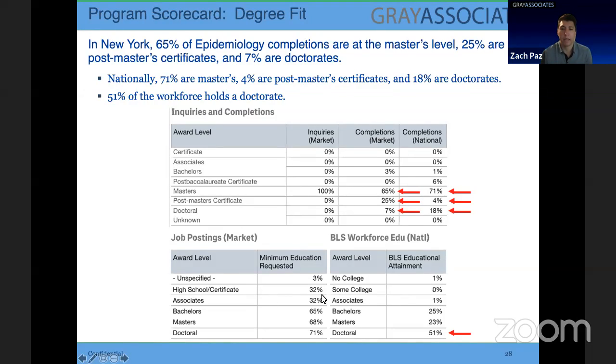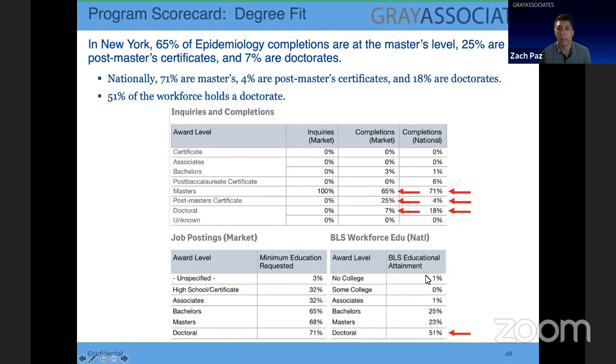starting with the education requested, we have 65% are saying bachelor's, 68% master's, 71% doctoral. What this means when you see percentages like this is just that the job postings themselves are listing out multiple options. For example, one might say bachelor's preferred, or minimum of bachelor's, master's preferred, or doctoral preferred. In that case, in that job posting, all 3 award levels will show up. And it's just a way of understanding what is being requested in the job postings, even if there are multiple levels being requested.